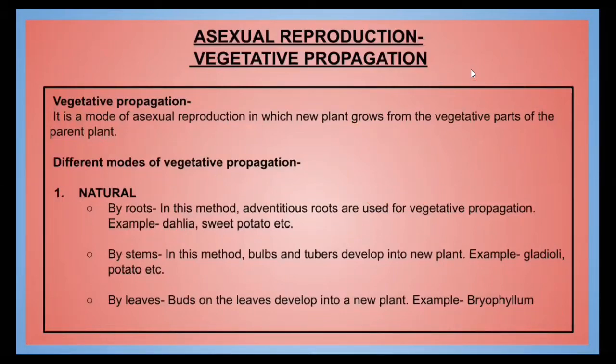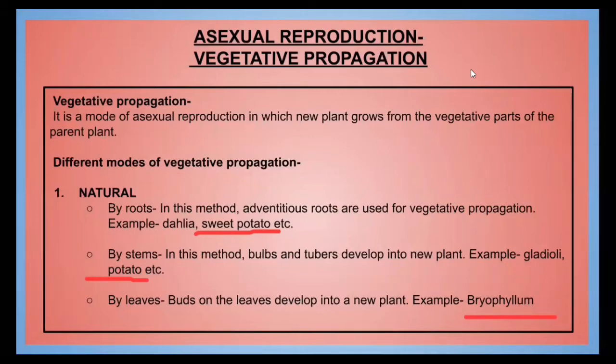Please remember that potato is the example of vegetative propagation by stem. This is very important to remember. And in sweet potato, the vegetative propagation is by roots. So please remember this potato and sweet potato difference. Remember this name, Bryophyllum, where it happens by leaves.